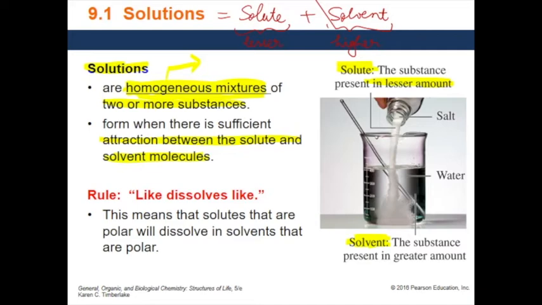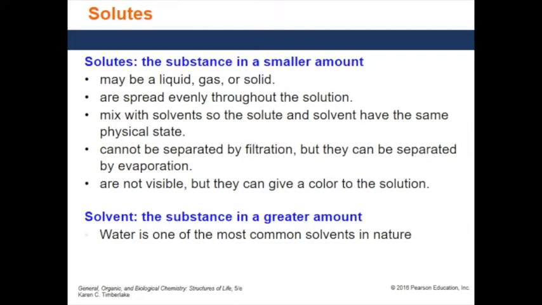Here it's giving you the same definition again. Solute is the substance in smaller amount and the solvent is the substance in greater amount. Now when we talk about solutions in total, they can be of many different types, depending on what solute and what solvents we are mixing together. For instance, solute can be liquid, gas, or solid. Whenever we talk about solutions, we usually think we are mixing a solid into a liquid, but that's not true. Solutes can be liquid, gas, or solid. They are spread evenly or uniformly throughout the solution.